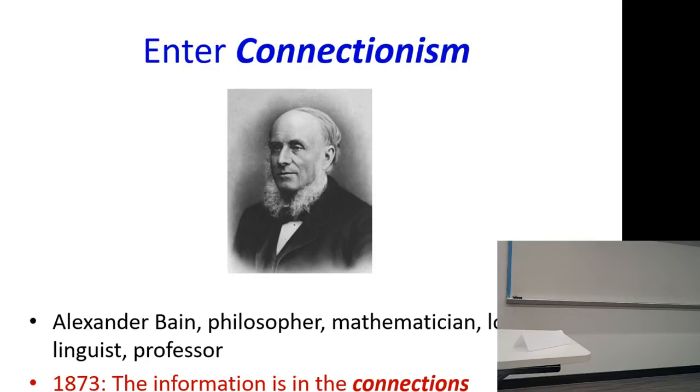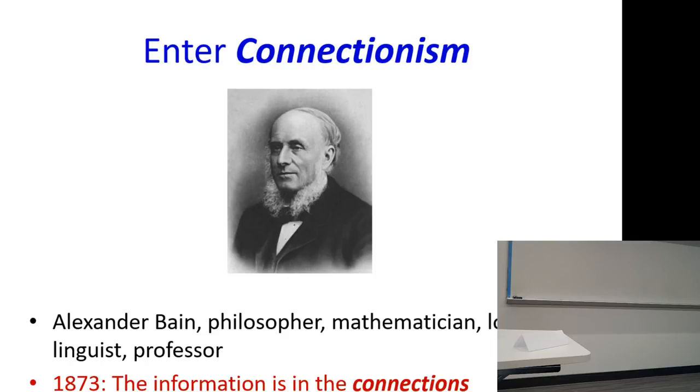You still need a model for how the cognition is actually performed, and the first real modern theory for this came up in 1873. This guy over here, Alex Bain, was a philosopher, a mathematician, a logician, a linguist, a professor. Back in those days, science hadn't progressed very far, so most people were basically experts in every field. I wouldn't have been surprised to know that he's also a doctor, a brick worker, and an astronaut. I mean, that's how people were.